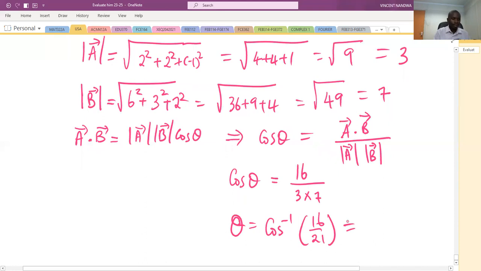And this will give us 40.36759354 degrees. So that would be the angle between those two values. Those are the angle between the two vectors.